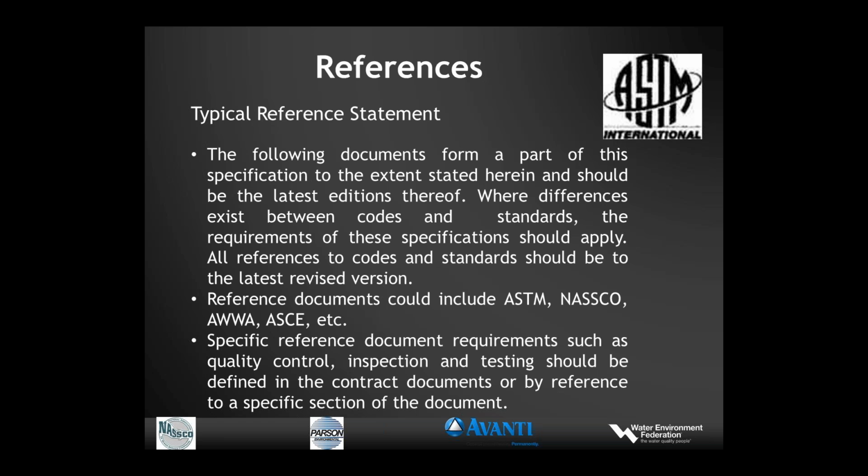As far as specific reference document requirements that are pertinent to this particular project, these can be handled by one of two different methods. One can be spelled out by words, just write out what the requirement is, or it could be a reference to a specific section in the document. For example, if you're wanting to specify sampling techniques for cured-in-place pipe, you could spell it out in paragraph form, or you could refer to paragraph 8 of ASTM F1216.